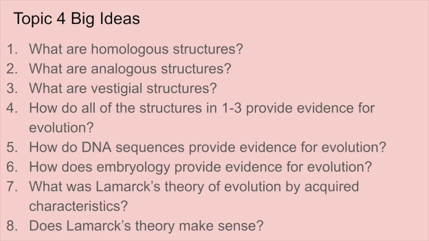Okay, and the big ideas. What are homologous structures? What are analogous structures? What are vestigial structures? How do those three structures all provide evidence for evolution? How do DNA sequences provide evidence for evolution? How does embryology provide evidence for evolution? What was Lamarck's theory of evolution by acquired characteristics? And does Lamarck's theory really make any sense? Is it right? If you're looking for practice with this stuff, try the topic 4 section of this week's practice assignment.